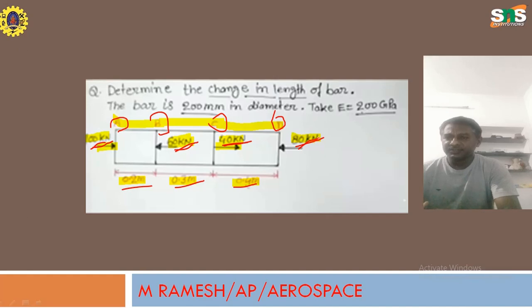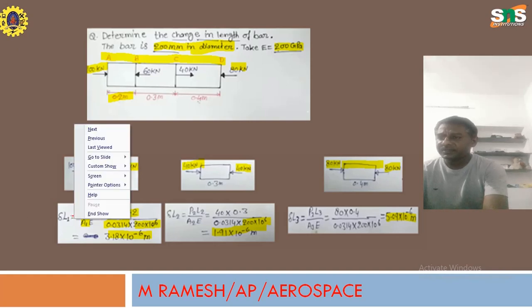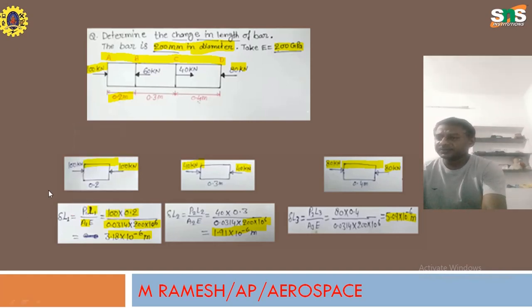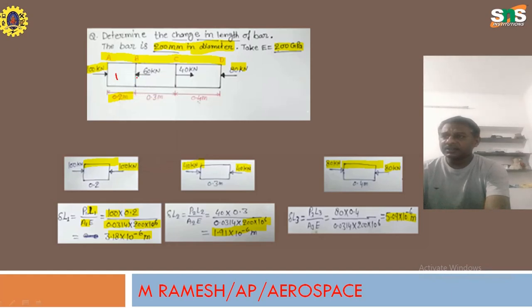If it is not like that, the given system of forces on the bar is not correct, it is not in equilibrium. This is the first step we have to do. Then, I told you that PL by AE is the mathematical expression we are going to apply. So first we have to segregate the three segments AB, BC, CD individually.